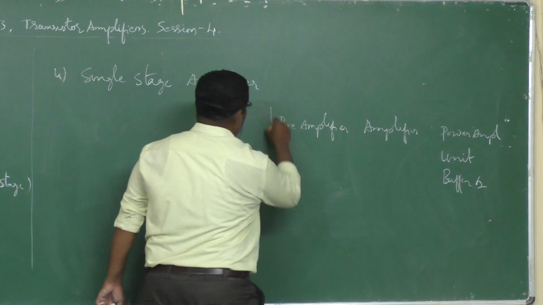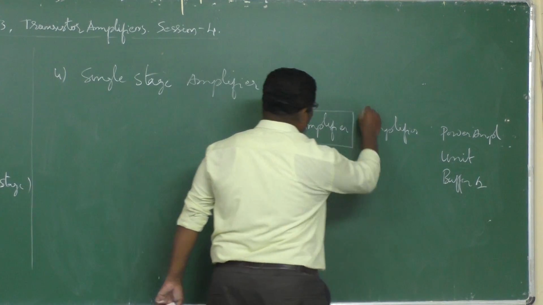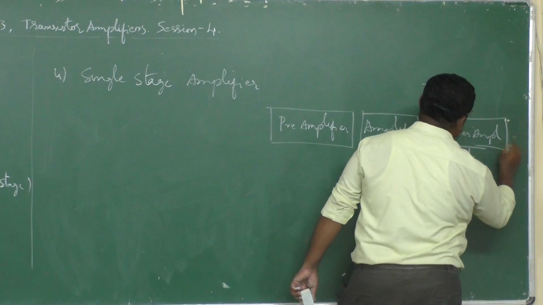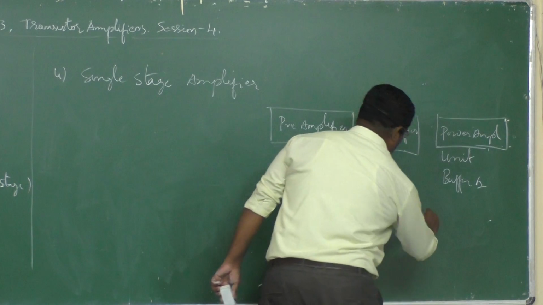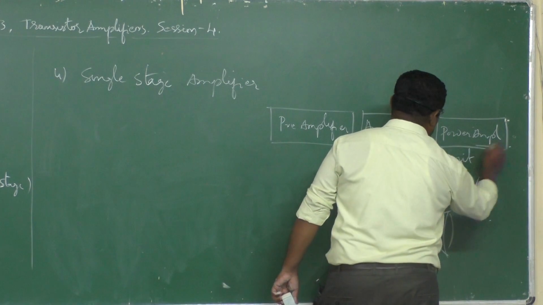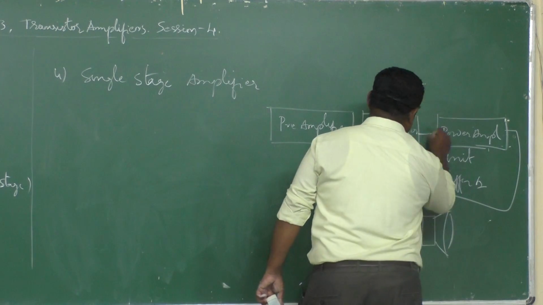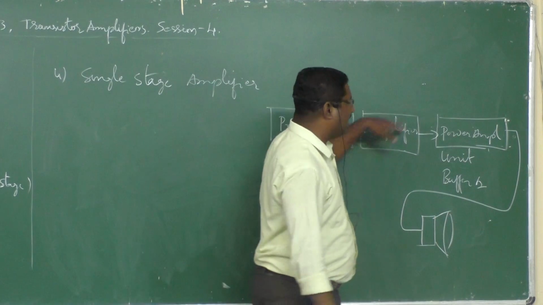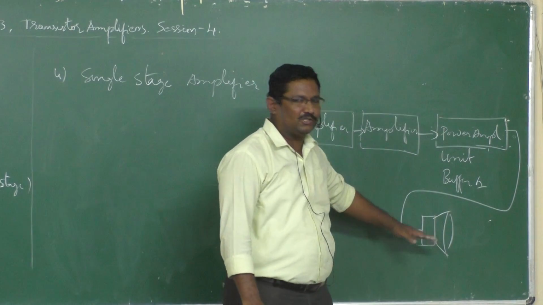So this is nothing but they are internally connected in series. They are connected in series to work as an instrument. Okay. For example, you can see here, this is a preamplifier, amplifier, power amplifier, and then it is connected to the loudspeaker.